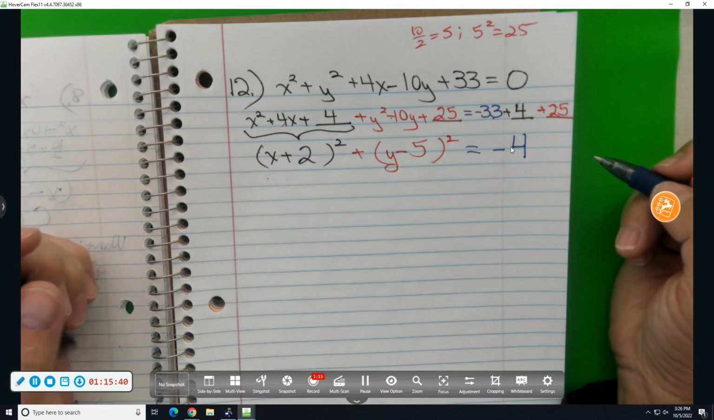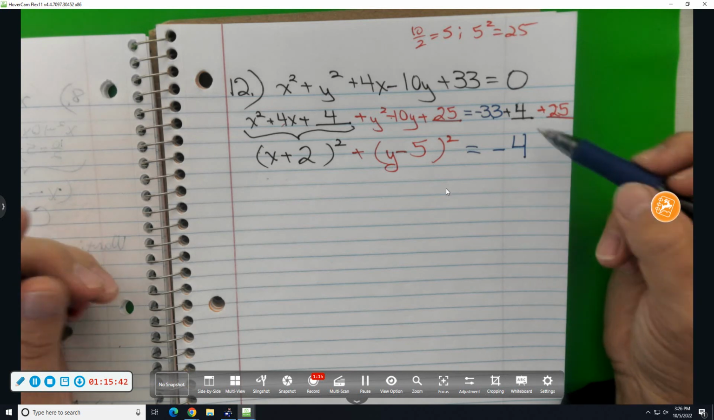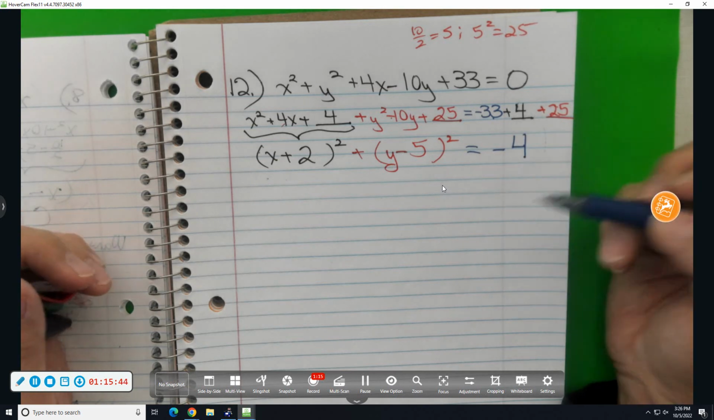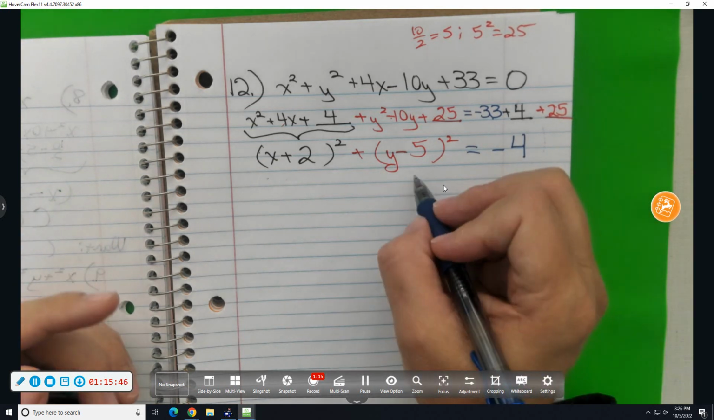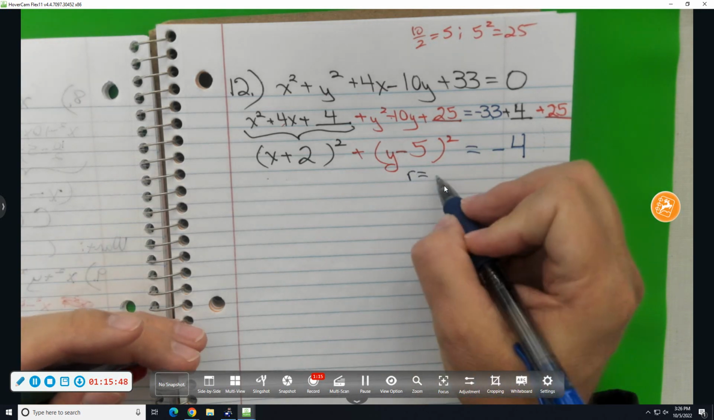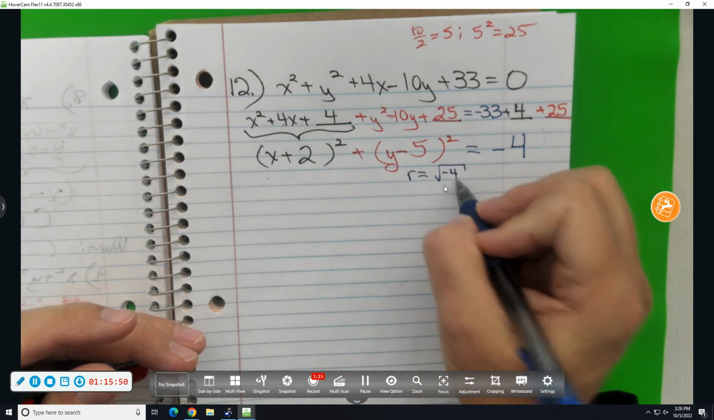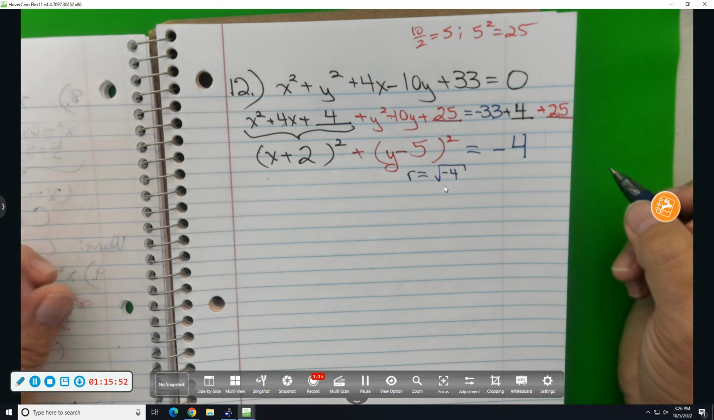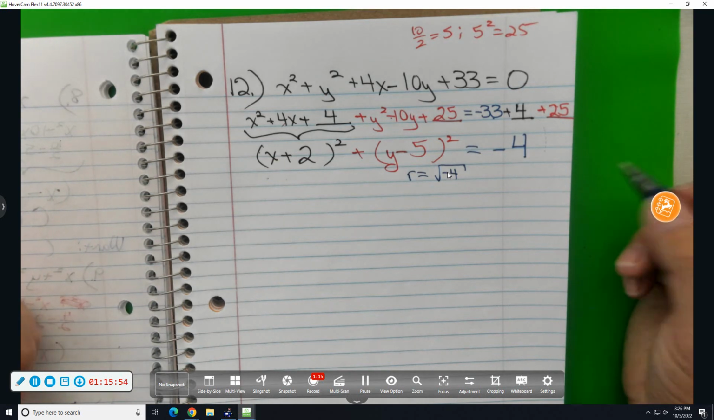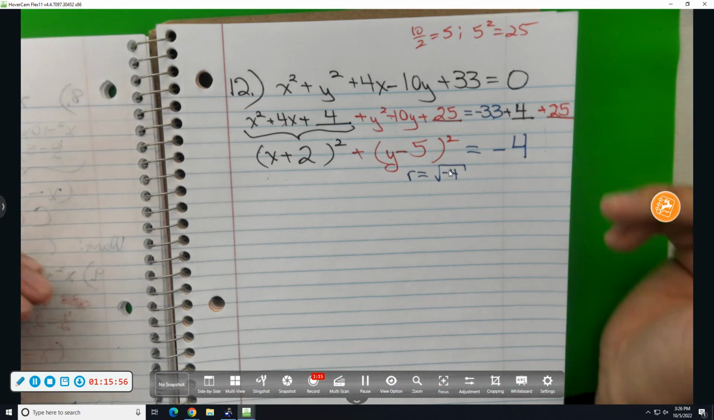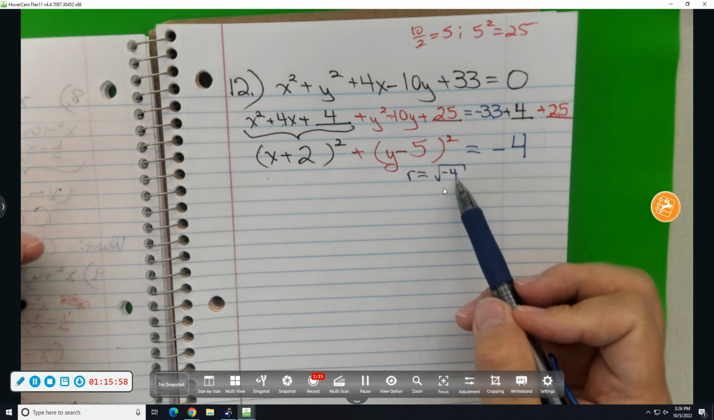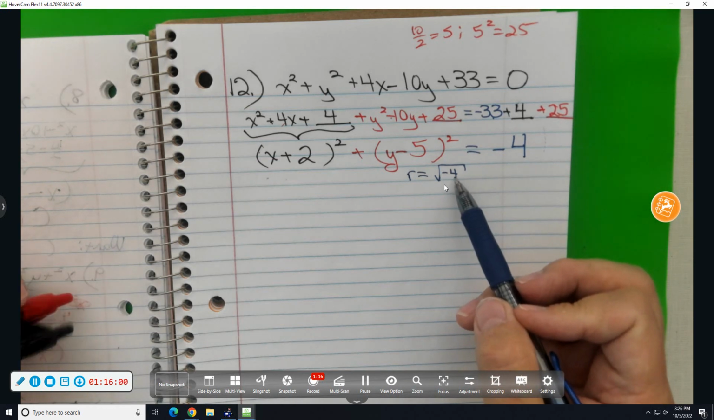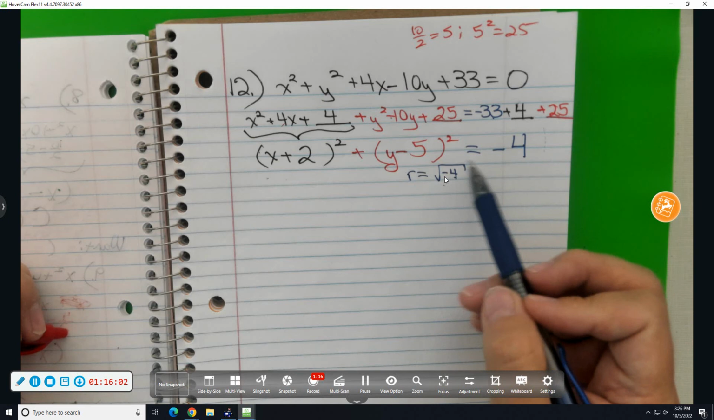If we're going to find the radius, what do we have to do to this number? Take the square root. So look at what's about to happen. We're taking the square root of negative 4. That's the second lesson in this class. We did it during the first week of the semester. What do we know about the square root of negative 4? What sort of a number is that?